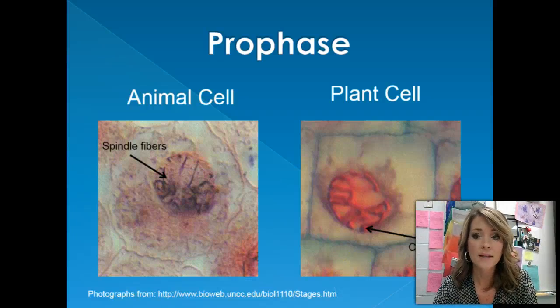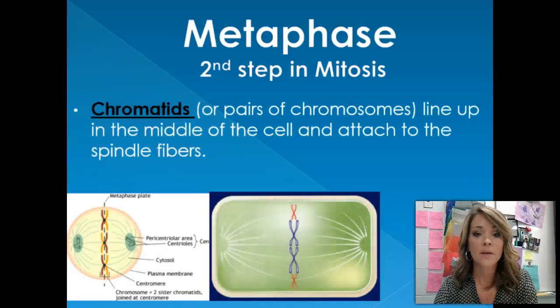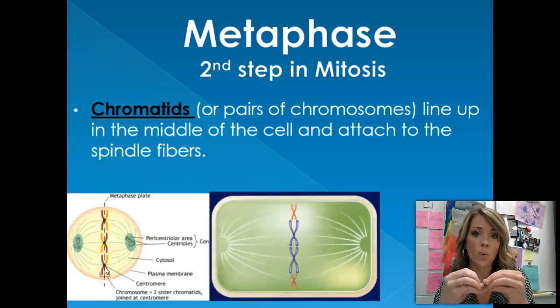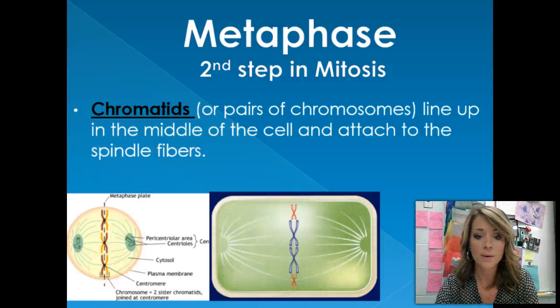The next phase, the third phase, is metaphase, and that is where the chromatids line up in the middle. So you can see here in both of these diagrams of an animal cell and a plant cell that the chromosomes or chromatids, the pairs of chromosomes, are going to line up in the middle. They are now attached to the spindle fiber. So those little fibers are coming out, they're hooking onto the centromere, that little circle in the middle, and those spindle fibers are going to work to pull apart those chromosomes.